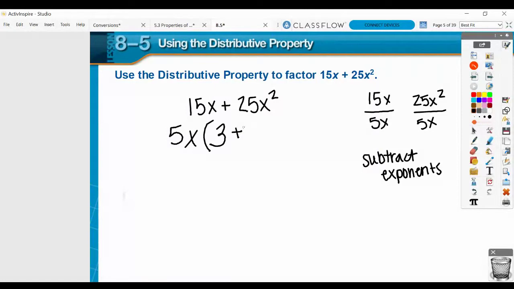Okay, so we're going to go to the next one. 25 divided by 5 is 5. And then you had 2 x's and you're taking away 1x, so you're left with 1x.